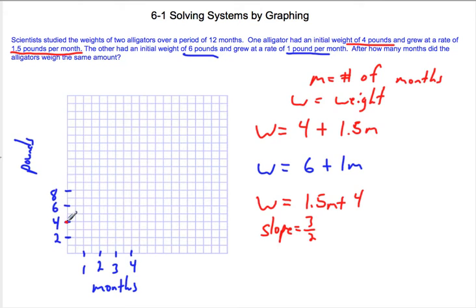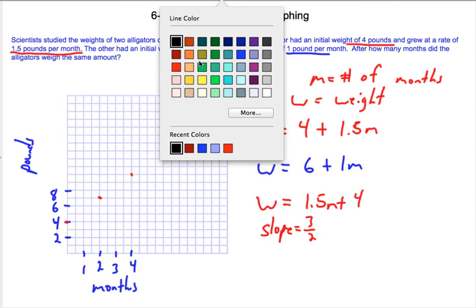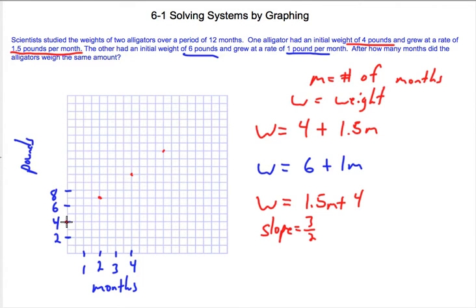So up 3, 1, 2, 3 units, and then over 1, 2 units, right? I need to be at the 2. And we can do that again. 1, 2, 3 over 1, 2. We should get a straight line here. And I can make a straight line, so let's do that. And let's make it red. So it's essentially going like this.